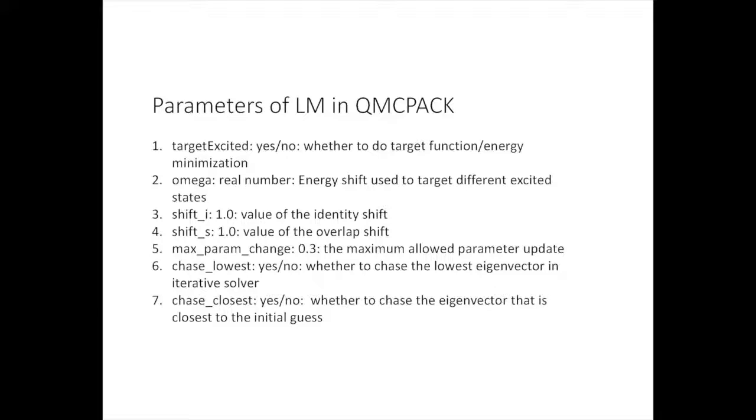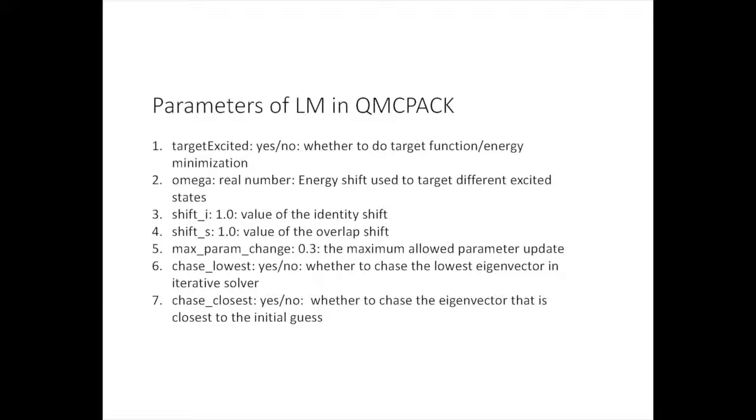And there are two additional options called chase lowest or chase closest. Because we use an iterative solver, the Davidson method, to solve the generalized eigenvalue problem, chase lowest basically tells the solver to always stay with the lowest eigenvectors. This is the default one, and I think for most cases you should just use the default. If you really run into a serious root splitting problem, you can switch to chase closest, which tends to stay closest to your initial guess in the iterative solver. But in most cases, chase lowest is going to work well enough.